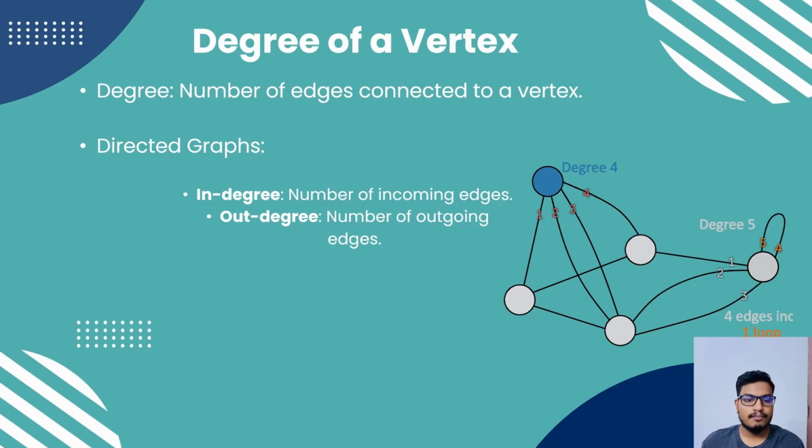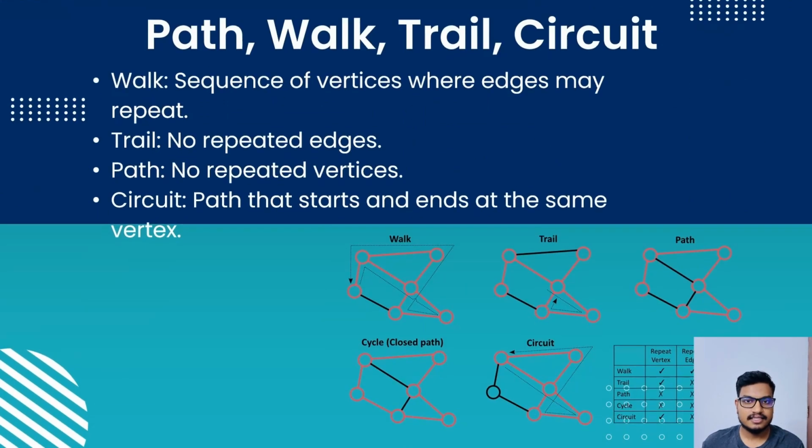Path, walk, trail, and circuit. These terms describe different ways of moving through a graph. A walk is any sequence of vertices where edges may repeat. A trail is a walk where you don't repeat edges. A path is even stricter, no repeated vertices. A circuit is a path that starts and ends at the same vertex.